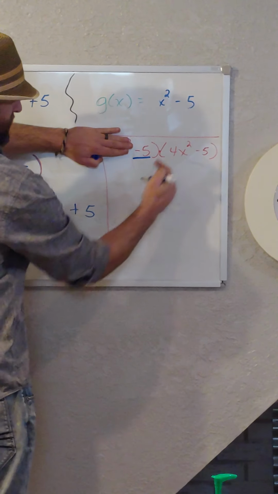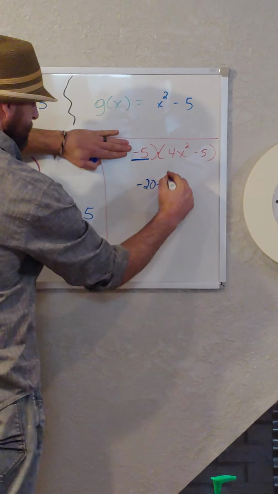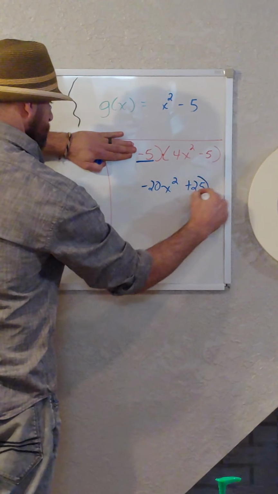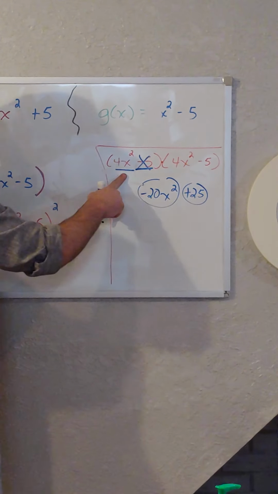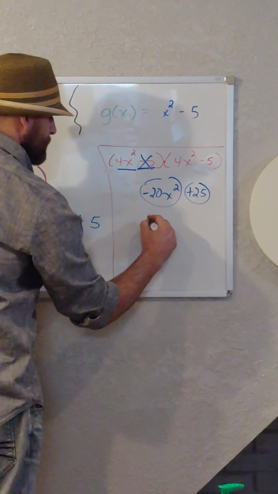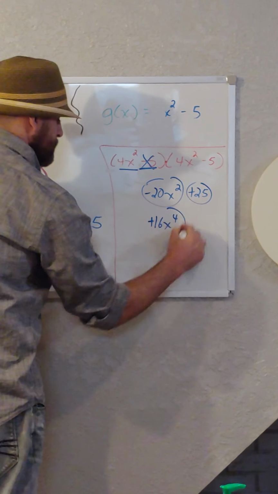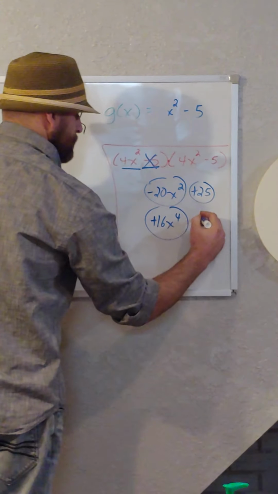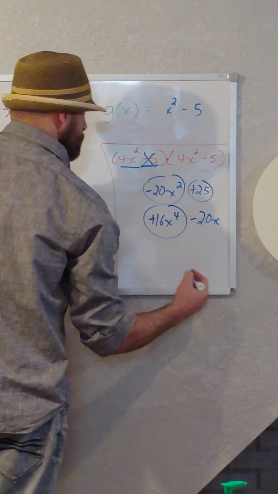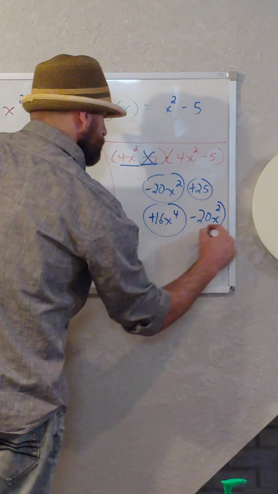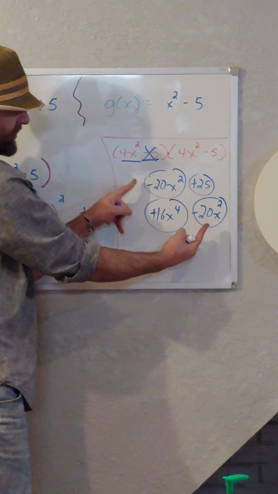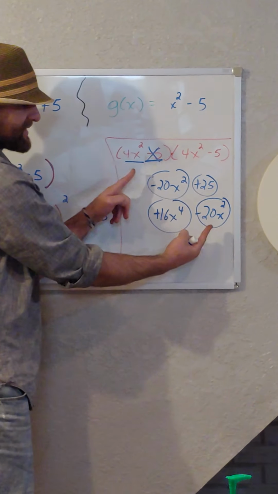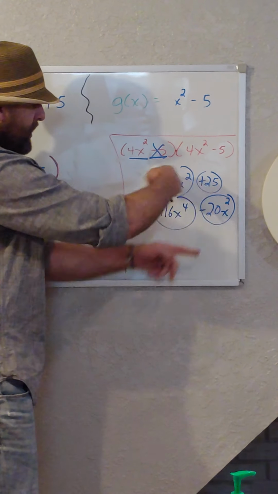So you distribute with your -5, and then you distribute with your 4x to the second. And then you just t-chart from there. So these two here would turn into -40x to the second. So you'd have 3 bubbles in your answer.